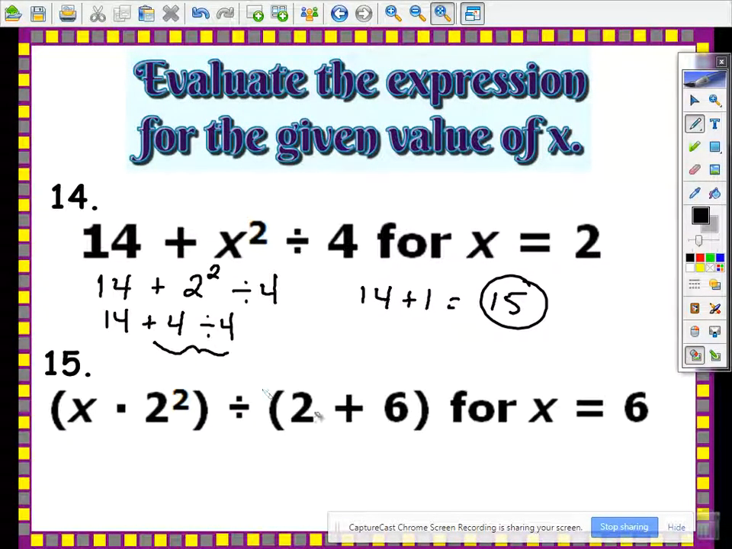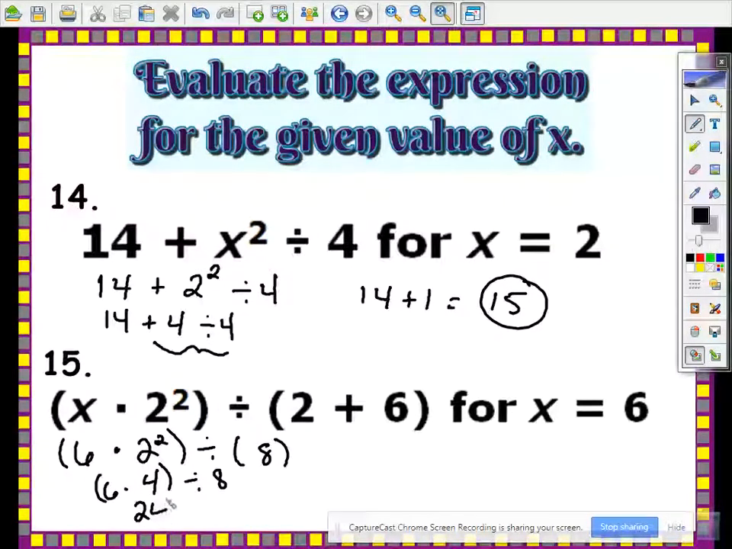And last but not least, we have 2 sets of grouping symbols. There's not one within each other, but we still work left to right. First, I will substitute the 6 in for the x. And we'll just do this right here. 2 plus 6 is 8. So now, 2 squared will come first because that's the exponent. So that's 4. So we have 6 times 4, which is 24. We're going to divide it by 8. And our answer is 3.